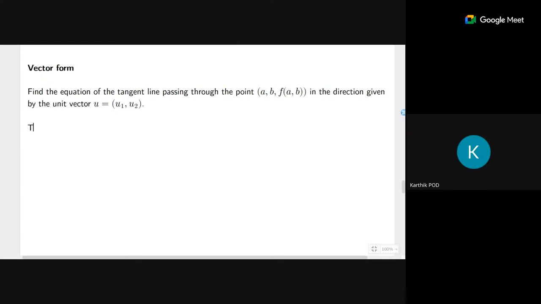Okay, so first question: this tangent line lies in which space, R2, R4, or R3? It lies in R3. Okay, very, very important, right? So if your function has, say, 5 variables, the tangent line will be in R6. Okay, number of variables plus 1.